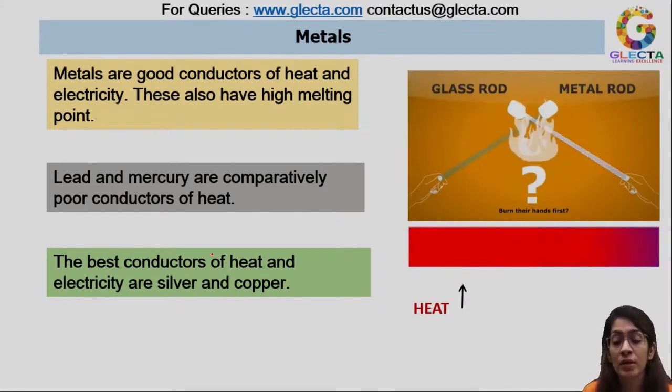So, you see here, when you heat a metal rod or a glass rod, which will take the fire first, a glass rod or a metal rod? A metal rod, because they are very good conductors of heat and electricity.